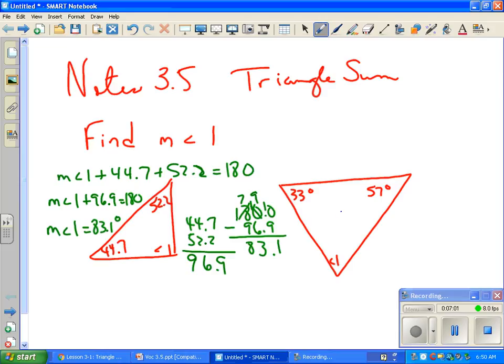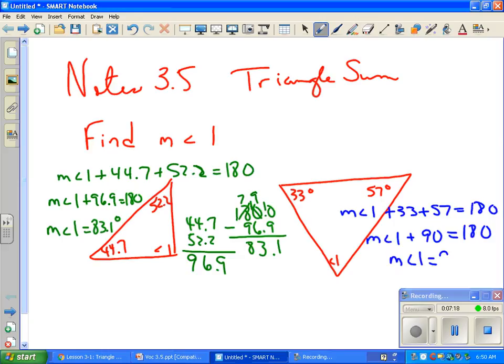So let's see if you got it right. The measure of angle 1 plus 33 plus 57 equals 180. So you added the like terms together, which would come out to be 90. And so therefore, if you subtract 90 from 180, you find the measure of your angle is 90.